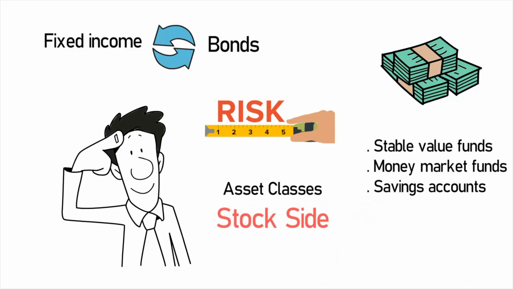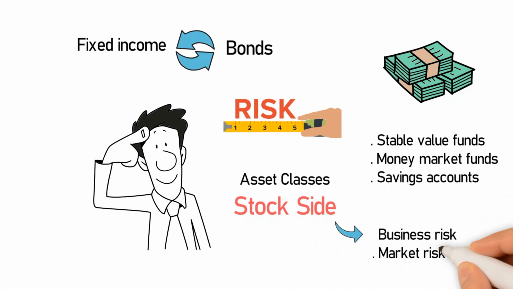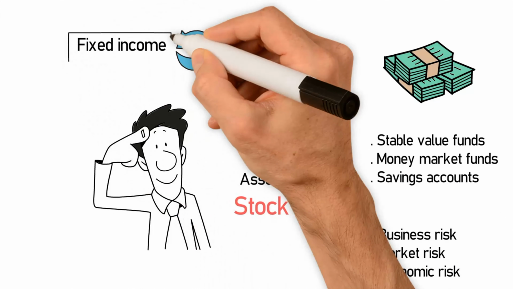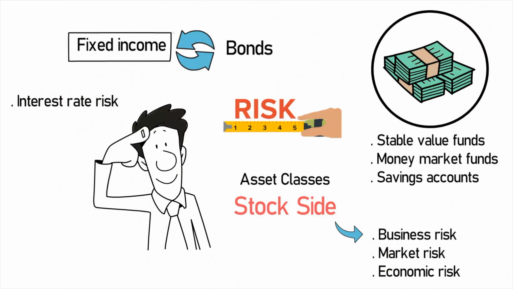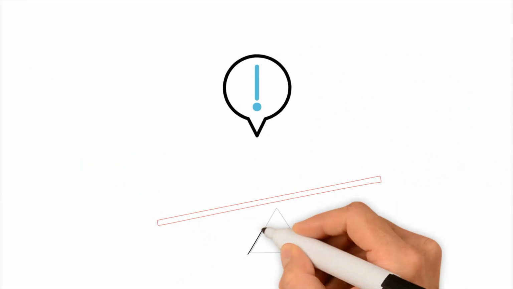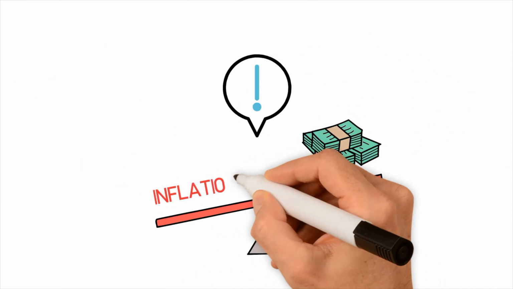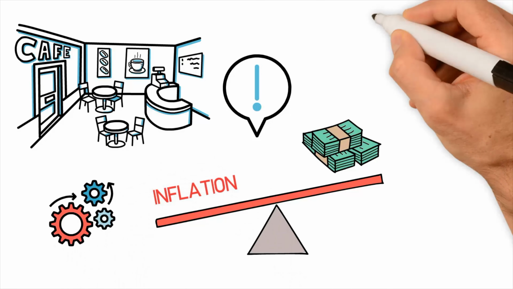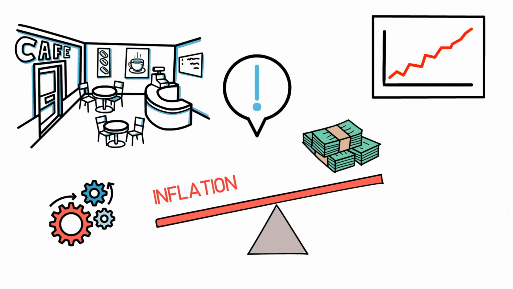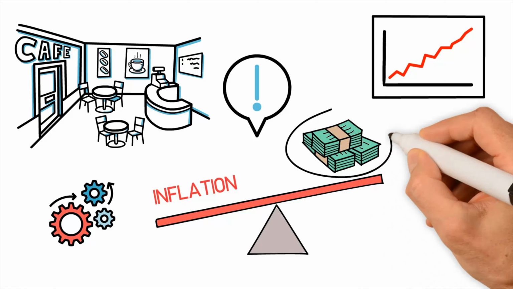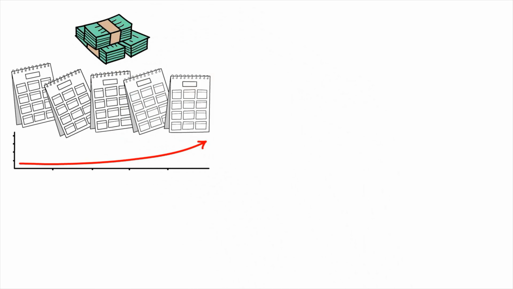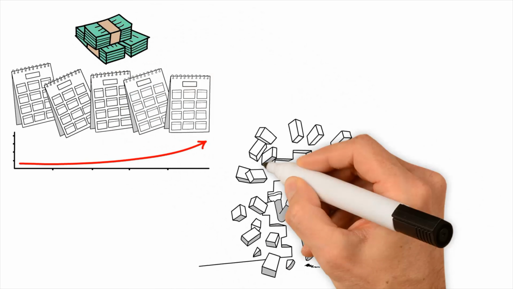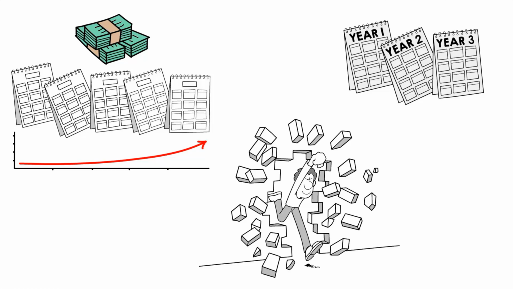On the stock side, it's business risk, market risk, economic risk. On the fixed income side, there's interest rate risk. With cash, the risk is that your cash will not grow at the same rate of inflation. So the cost of goods and services, as they increase through inflation from year to year, will outpace how your money grows if it's sitting in a cash account. So with a long-term investment, you can afford to take more risk than you would take with a short-term investment.